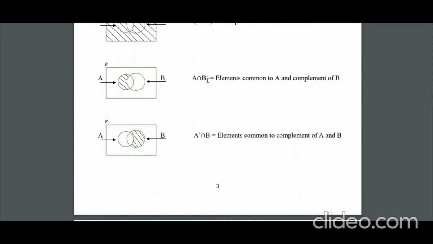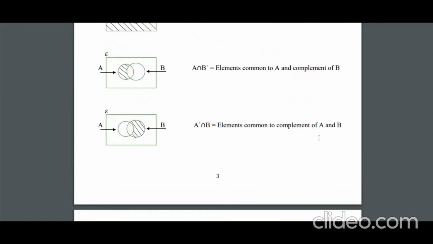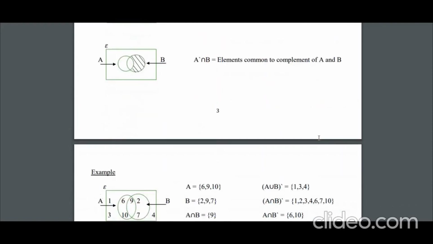Now the complement of B intersects with A. So this is B. What is the complement of B? Everything in the universal set excluding B, this whole region. And what is A? This whole region. So what is the intersection between those two regions? This particular shaded area. The same applies to A complement intersection B, the elements common to both the complement of A and B. Right. So now let's look at an example.